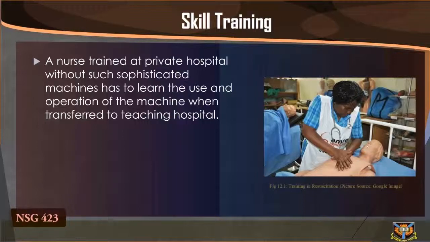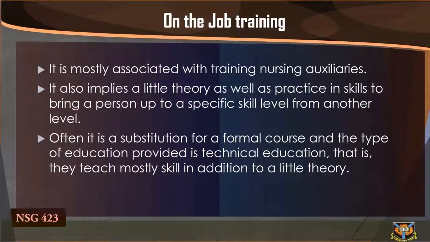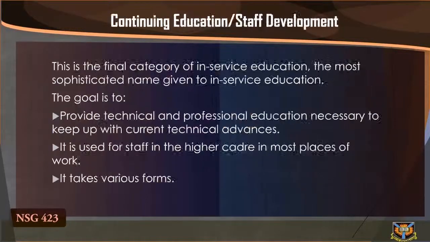Another type is dialysis machine. The nurse has to be taught and supervised in the use of such machines, then she continues to learn the job. It is mostly associated with training nursing auxiliaries. It also implies a little theory as well as practice in skills to bring a person up to a specific skill level from another level. Often, it is a substitution for a formal course, and the type of education provided is technical education. That is, they teach mostly skill in addition to a little theory.